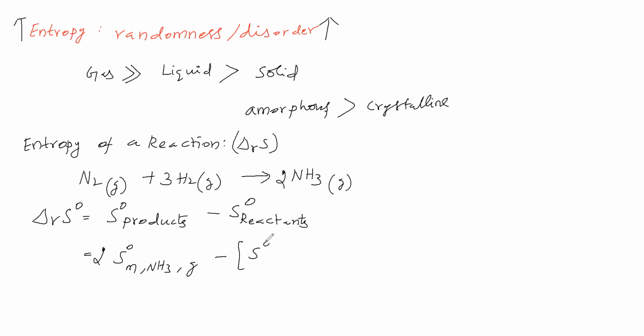Minus reactants. N2 we will take, so for N2, S naught M of N2 gas. Then H2 we will take, plus 3 into S naught M of H2 gas. 3H2 means 3 times H2. This is called standard entropy of reaction. If an equation is given, we have to write the standard entropy of reaction like this.